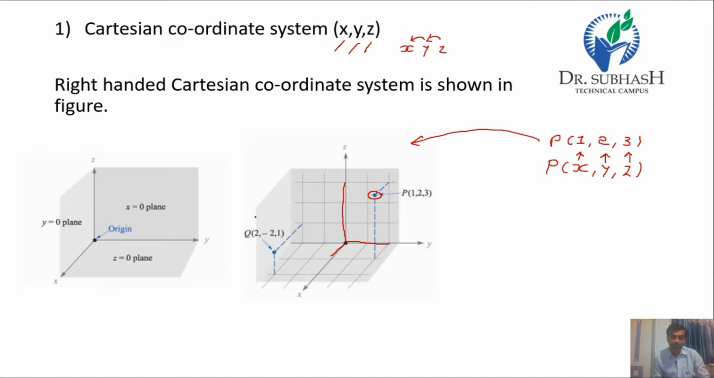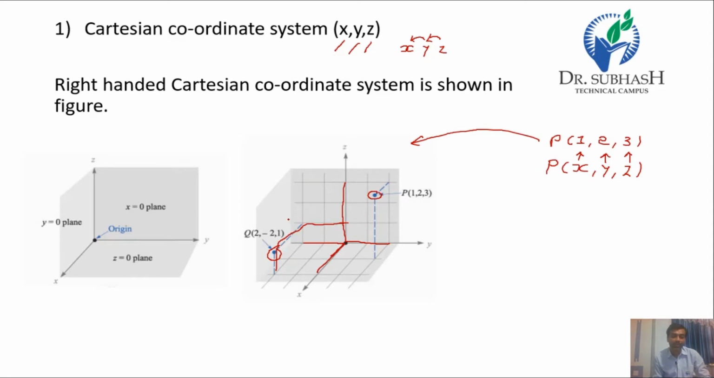Similarly we denote another point Q, which is (2, -2, 1). 2 is represented in the x direction, -2 is represented in the negative direction of the y-axis, and 1 is represented on the z-axis, and the intersection of them is the location of the point Q.